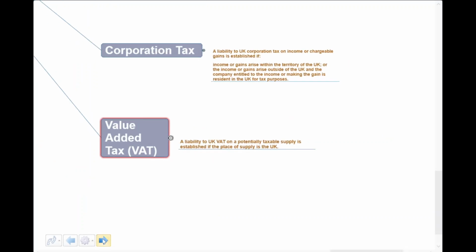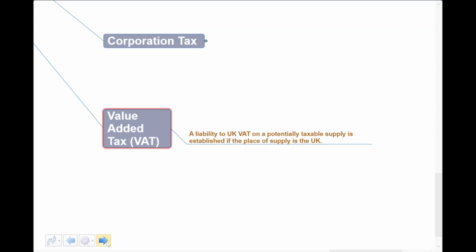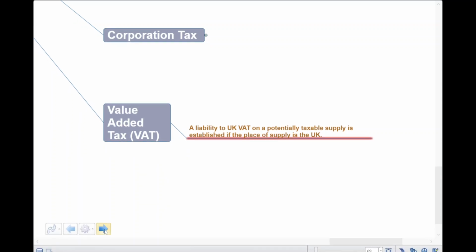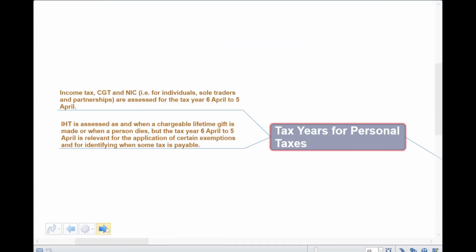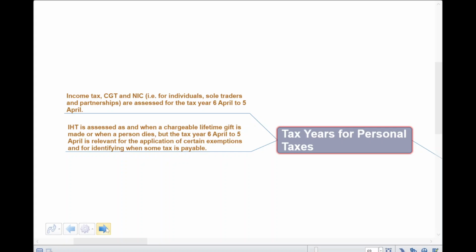What about the last one for us, VAT? Now remember, this is an indirect tax. All the others are direct taxes on income gains, etc. So in terms of VAT, really, that liability or potential liability arises in relation to a taxable supply if the place of supply is in the UK. Okay, the place of supply, where that, in effect, good was sold. So we've talked about the 5 tax heads. We talked about the sort of background or purposes, if you will, to the area of UK taxation.